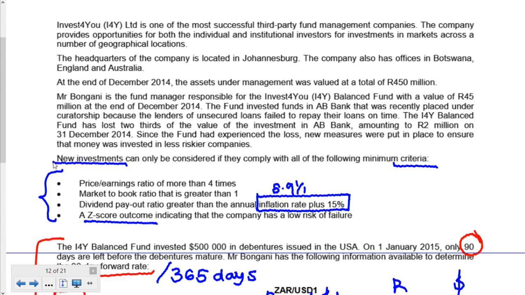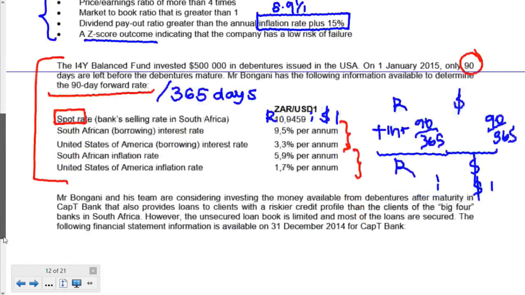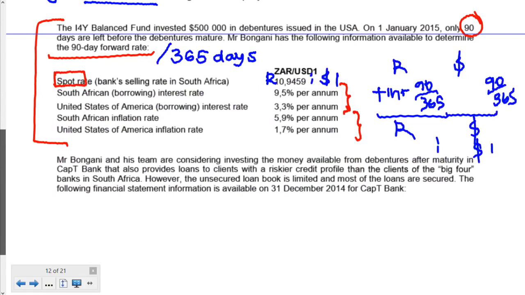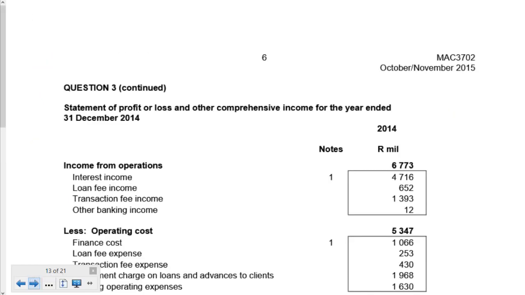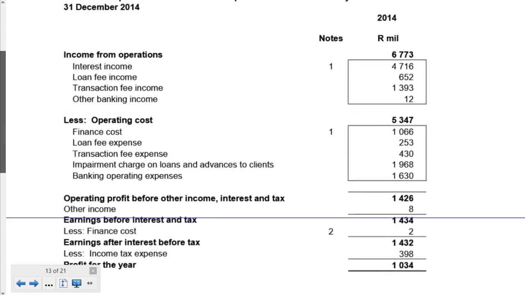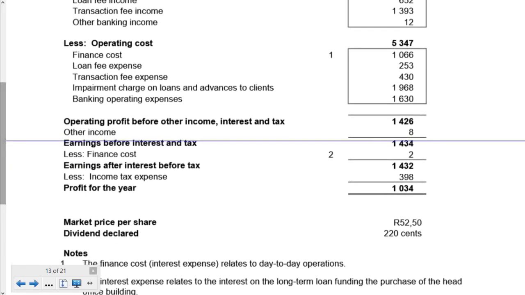The Z-score, they've given you the formulas. If we look at the information they've given you, he's considering this Capti Bank, and they've given you the information for Capti Bank. They've given you a P&L. Those of you that work in banks know P&Ls in banks are basically interest income, interest expense, primarily, and then sometimes a bit of other income, transaction type income. They give you the P&L, a market price per share and a dividend.